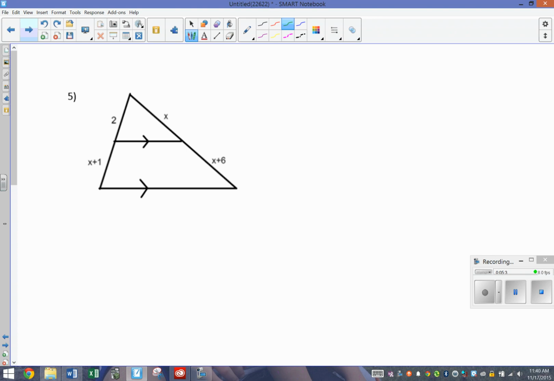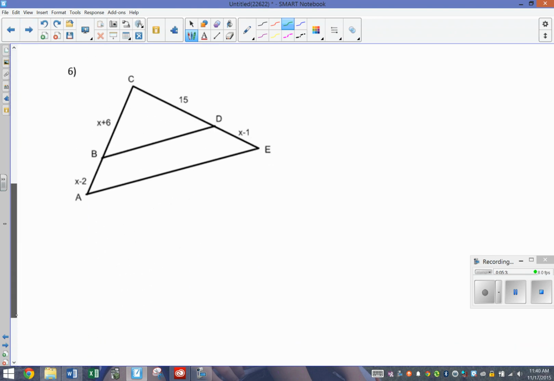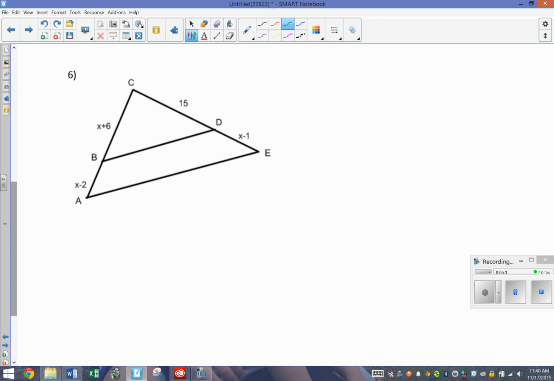All right, now number 5 and number 6 end up being quadratic. So I'm going to do 6 with you, and then 5, we're going to try the whole pause thing again.